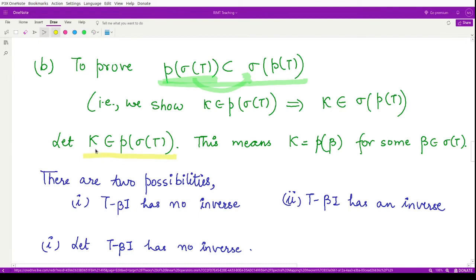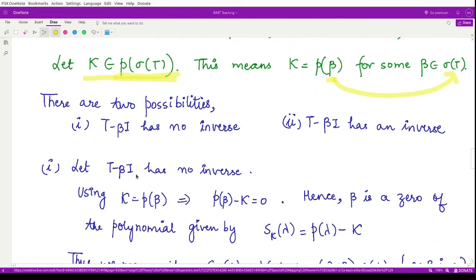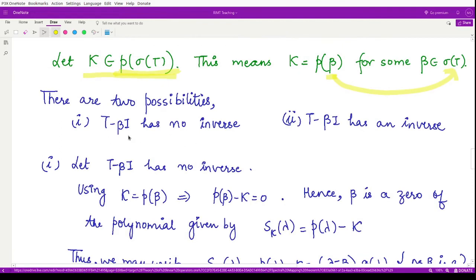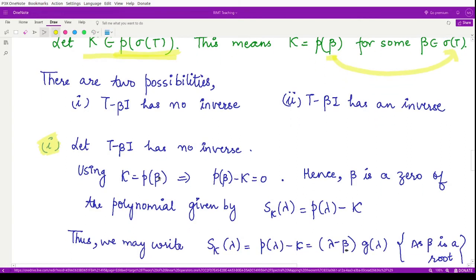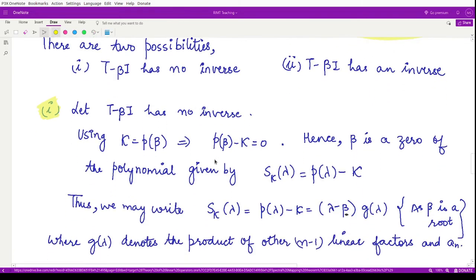So for that, we assume that this kappa belongs to this first set. What would that mean? It could be written as P of beta, where beta is coming from sigma of T, according to the definition of this set. Now we have two possibilities: either for this beta, T minus beta I has no inverse, or it has an inverse. Let's discuss both of these cases one by one. For the first case, we are assuming that T minus beta I has no inverse.